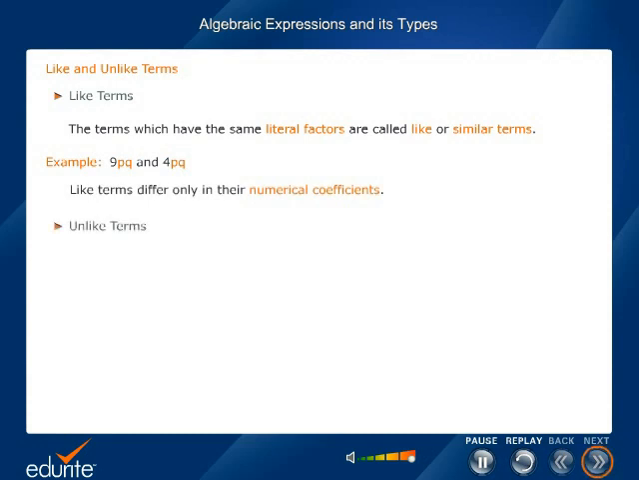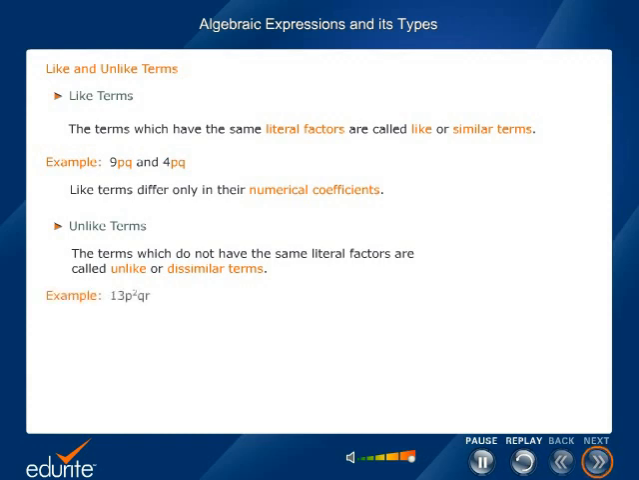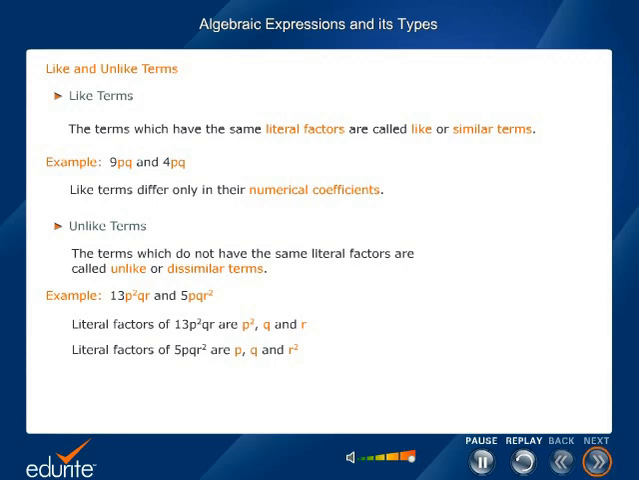Unlike terms. The terms which do not have the same literal factors are called unlike or dissimilar terms. For example, consider the terms 13p squared qr and 5pqr squared. We observe that the literal factors of 13p square qr are p square, q and r, and the literal factors of 5pqr square are p, q and r square. Thus we find that the literal factors of these terms are not the same.